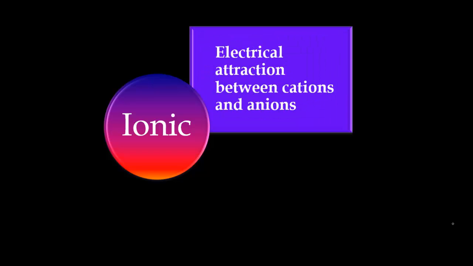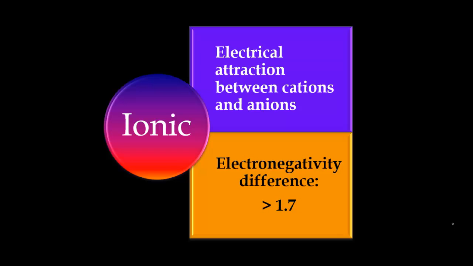And finally, we have ionic. So this is an electrical attraction between cations and anions. So there has been a complete transfer of electrons. When it transfers its electron, one has completely gained the electron, making it negative, and one has completely lost their electron, making it positive. So you have the anion and the cation that are then going to come together because of their charge. And these elements are going to have electronegativity differences that are much greater than 1.7.